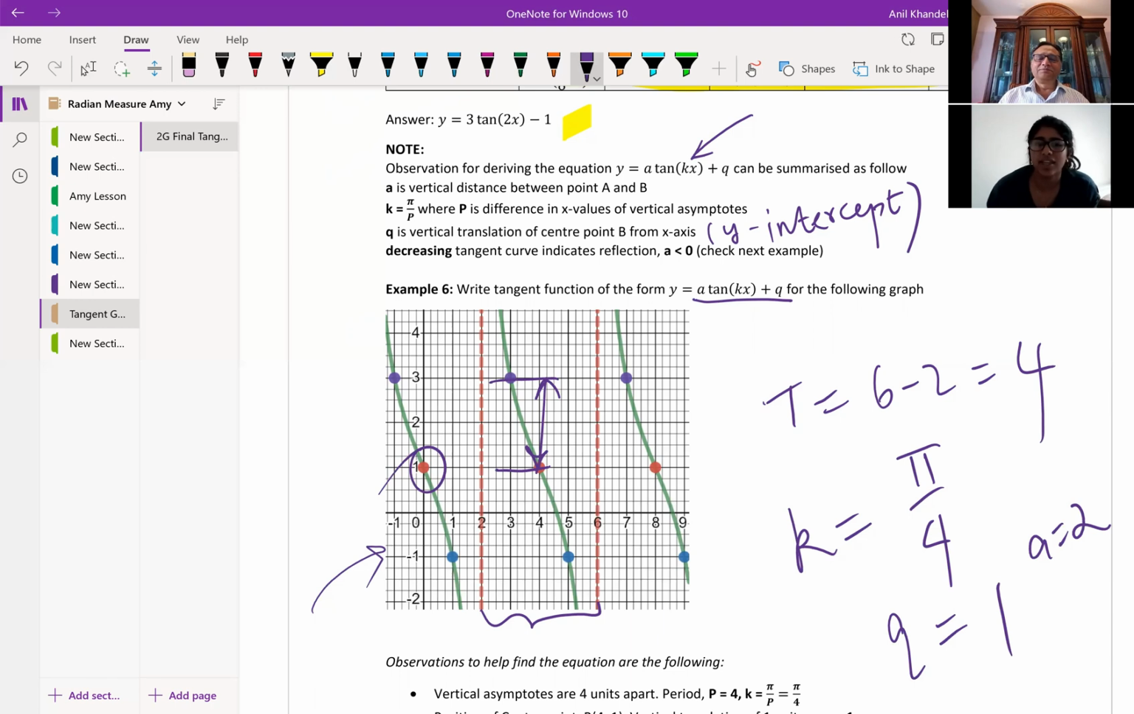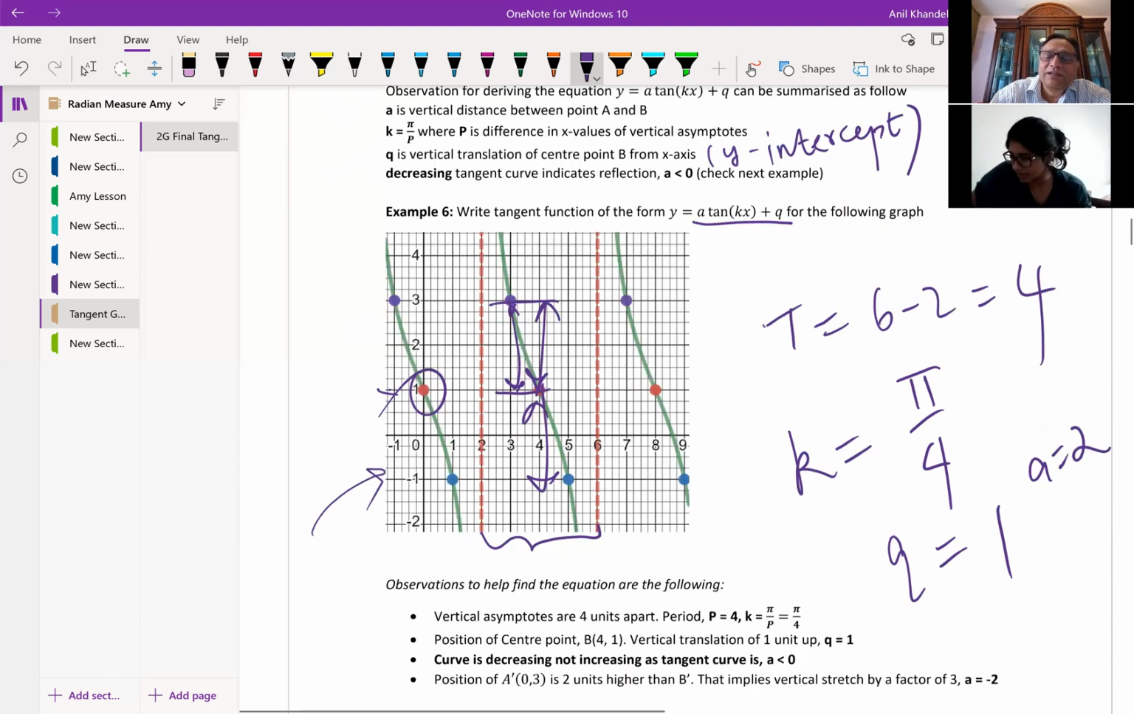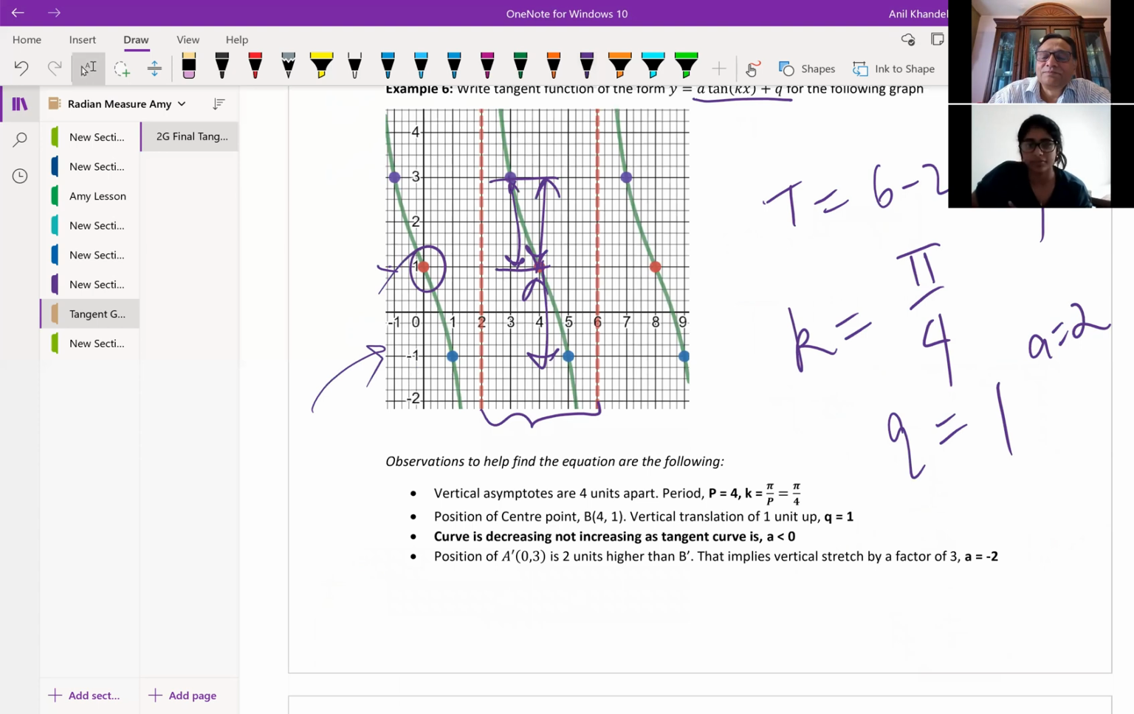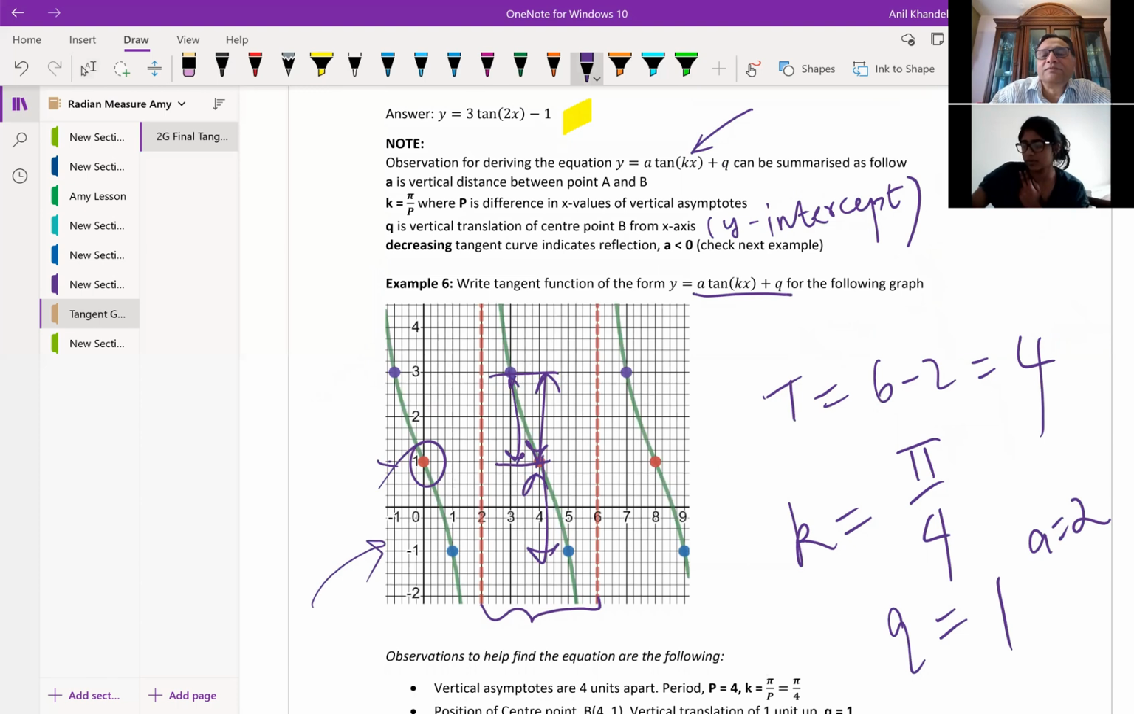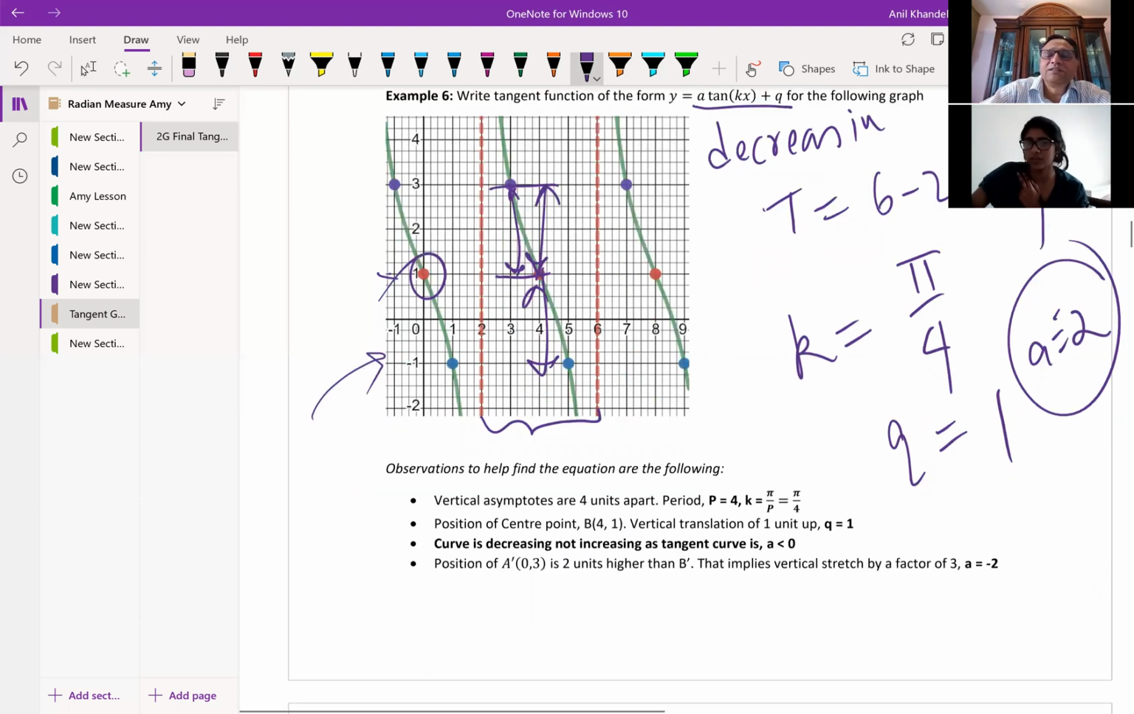So to find a, is it just any 2 points? No, we have to find the center point and the next relevant point, at 45 degrees. Do you understand? So can it be the center and the minimum key point? Yeah. Same thing. Just checking. See how easy it is? Now, one more thing which you have to see. This graph is decreasing, correct? So you have to have a minus. A is minus, minus 2. You get the idea? That was a key point.